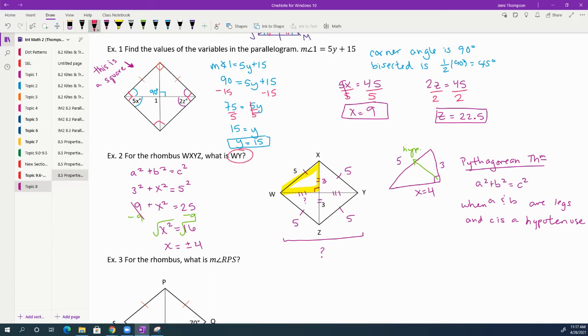So back to what I'm looking for, WX. I now know that this piece here is 4, which means the other piece is 4. So WY, I'm sorry, I think I said WX. I'm looking for WY. WY is equal to 4 plus 4. The whole thing is 8. We aren't provided any units, so we'll just leave the units off. We will be using the Pythagorean theorem throughout this section, so if that was too much too fast, you might want to pause this video, and maybe go watch a reminder video.